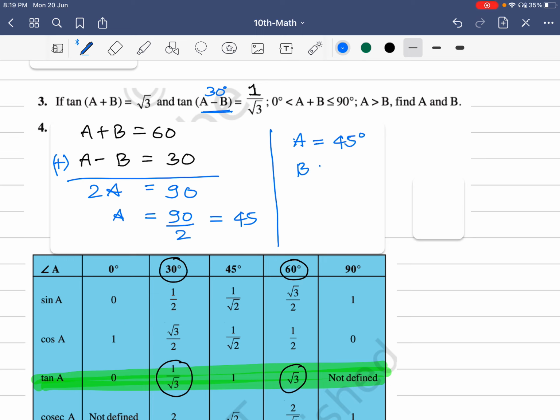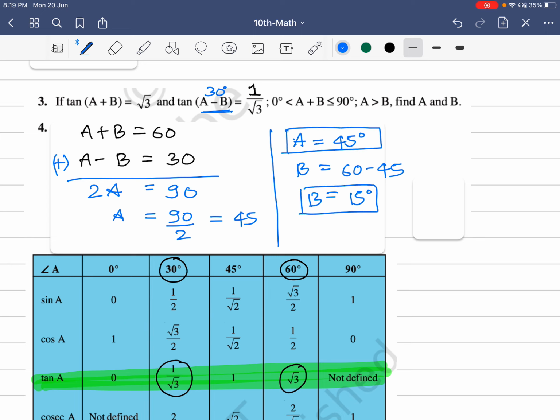So what will be angle b? We can find out either from equation 1 or equation 2. So let's substitute in equation 1, so we are going to get 45 + b equal to 60. So b is going to be 60 - 45, and that is equal to 15. So b is equal to 15 degree. Let me put a box around it.